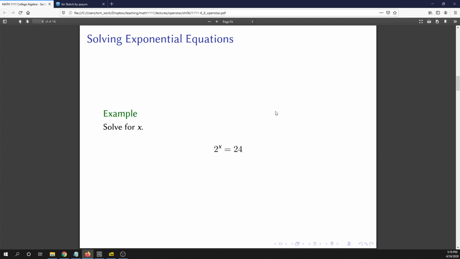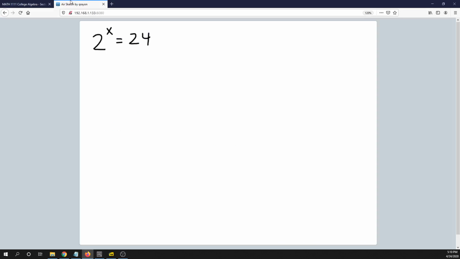Okay, in the next example, this example is different from the other ones. The first two were fairly easy because they either had the same base or we could easily make them have the same base. But in this one, that's just not going to happen. I can write 24 as a power of 2, but it's just going to be some decimal number. I don't know what that is off the top of my head. Okay. All right.